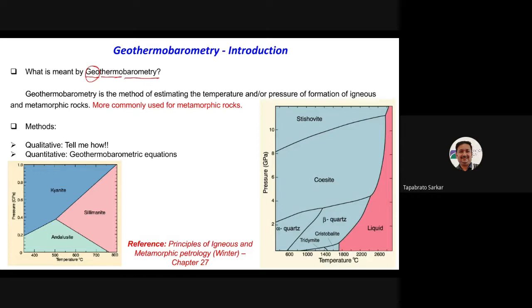Similarly, the polymorphs of quartz can give an idea. For example, coesite is a much higher pressure form of quartz, which means it formed at a very high pressure. But the range of PT conditions in which coesite can form is pretty wide, so just by the stability of coesite we cannot determine the exact PT condition. So these are qualitative ways.